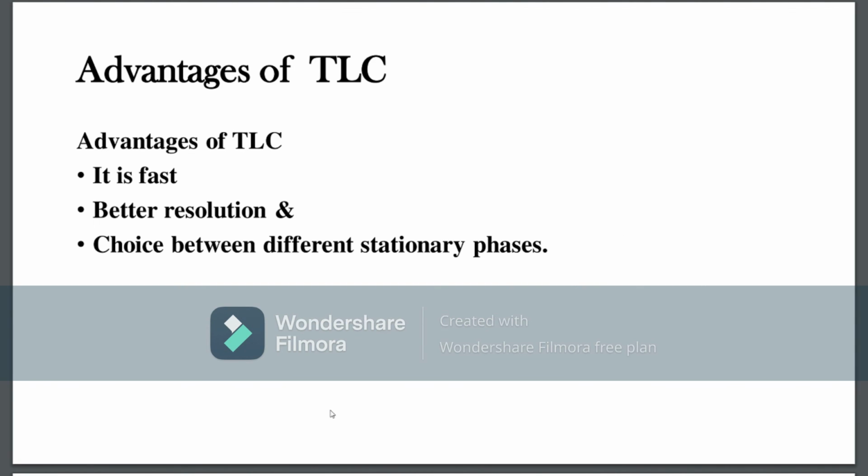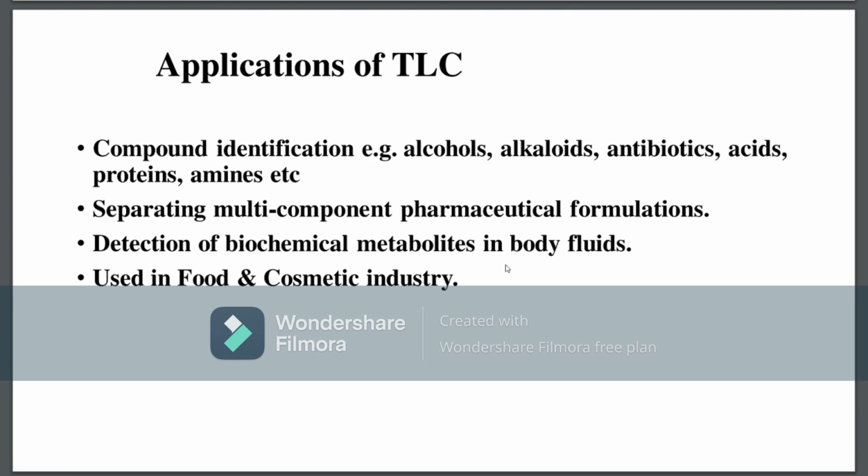Advantages of TLC: it is fast, when we compare TLC and paper chromatography. It has better resolution. Choice: we have a choice between the stationary phases. Applications of TLC: compound identification, for example alcohols, alkaloids, antibiotics, acids, proteins, amines, etc. Separating multi-component pharmaceutical formulations, detection of biochemical metabolites in body fluids, and it is also used in the food and cosmetic industry. So I think this much will be sufficient for you to appear in your university exam.